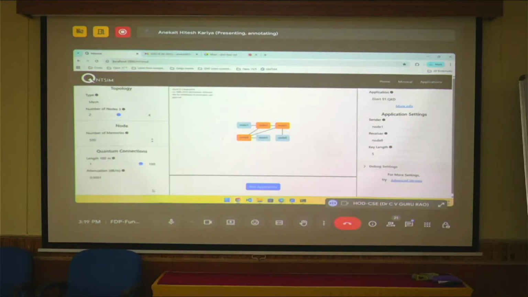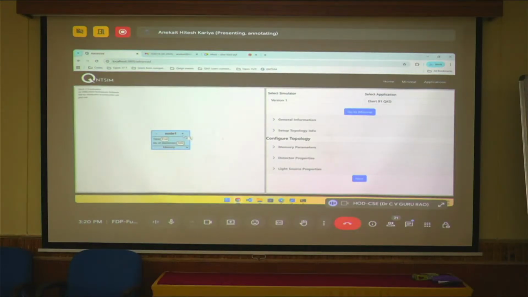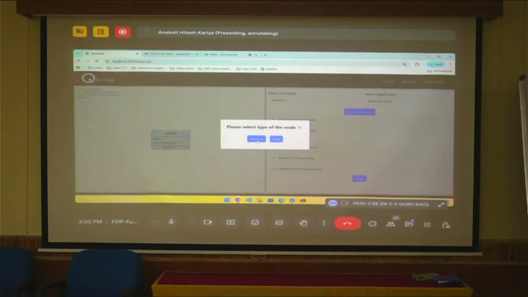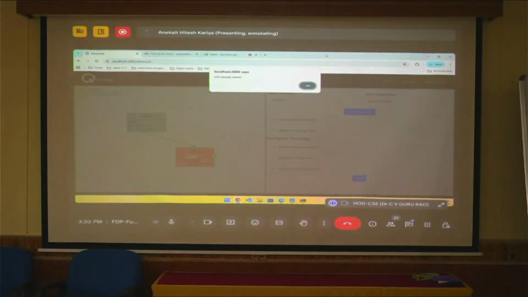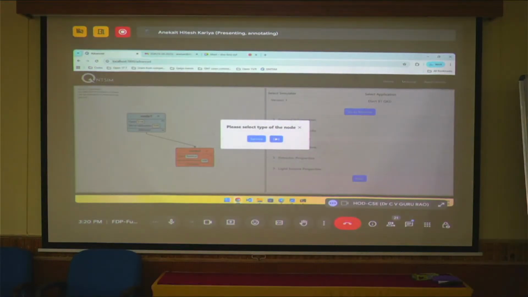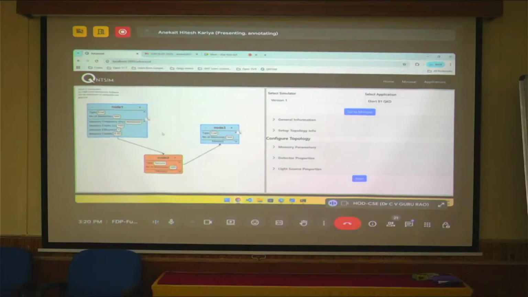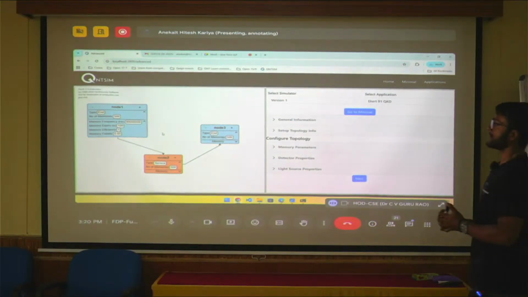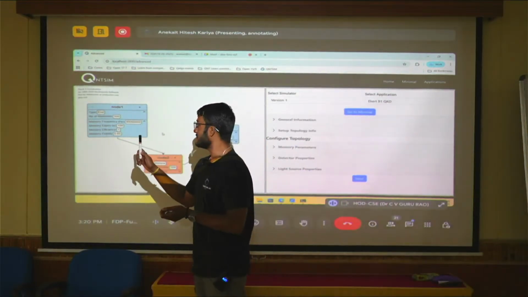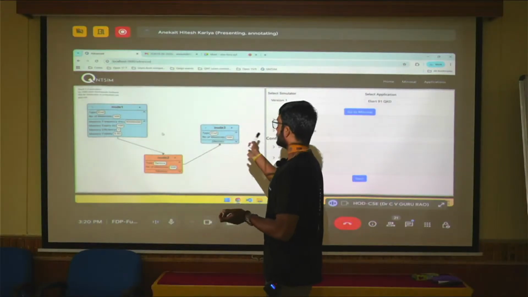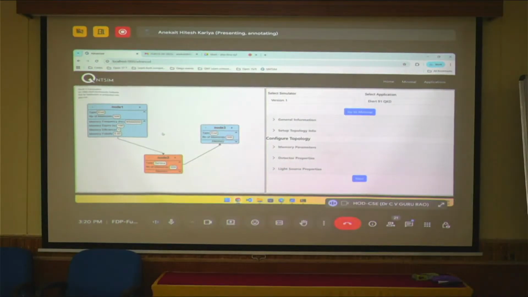If we go here, we will have a lot more parameters. If you zoom in, we'll see memory frequency, memory expiry, memory efficiency. So we can change all these different parameters. We can set up different topologies. We can create a network of our choice, and we can finally simulate it.